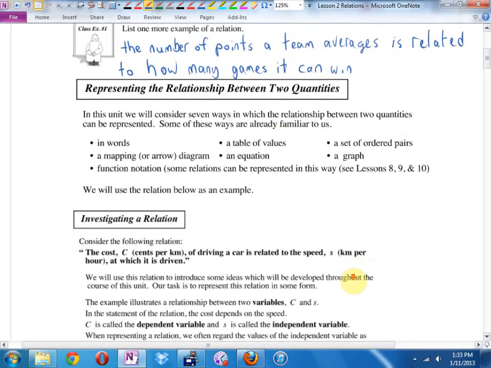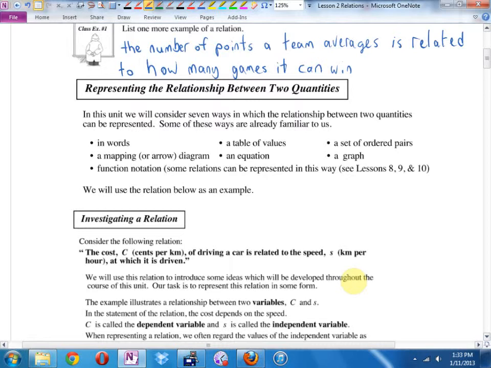In this unit, we're going to look at 7 ways in which we can represent relations. Some of these ways are already familiar to us. Words, like I've just done. A table of values. Oh, we did those last day. A set of ordered pairs. Oh, Jordan, that's when we took that table of values and just said, let the first thing be an X, let the second thing be a Y. A mapping or an arrow diagram, that might be a new one, but it's a pretty intuitive one. I think you'll figure it out.